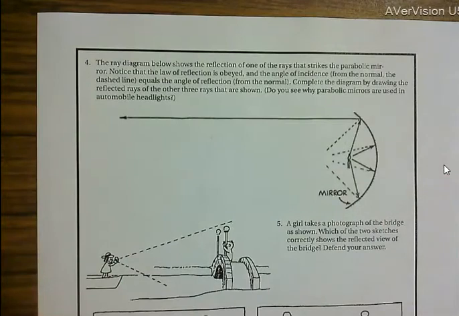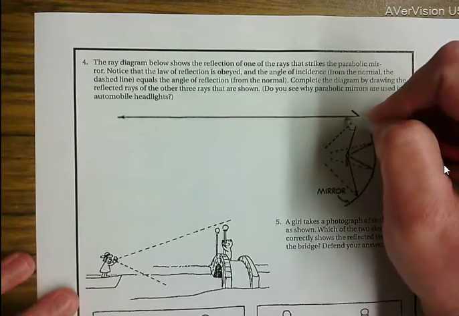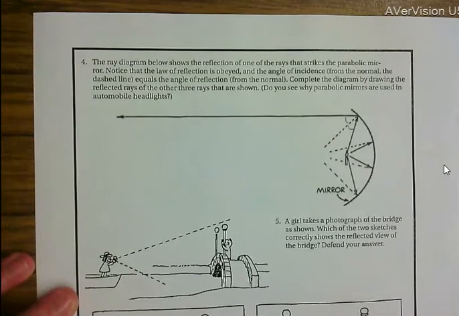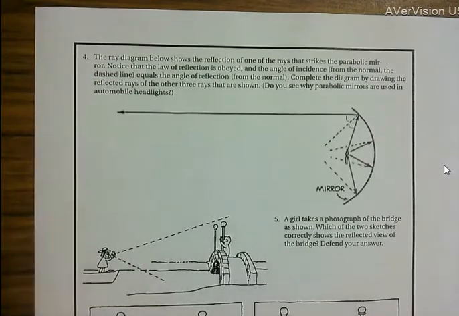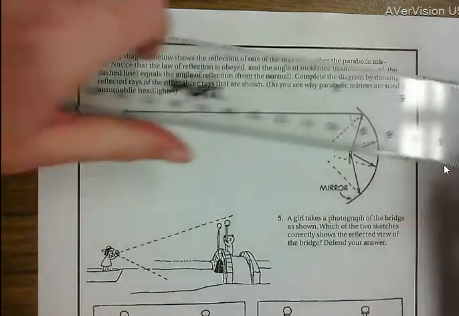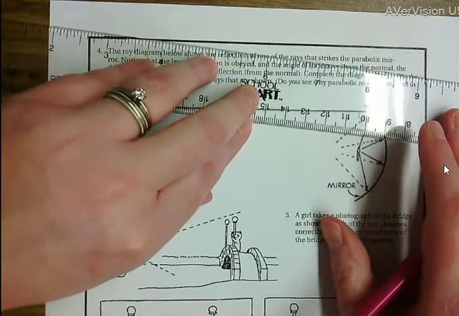So number 4, the ray diagram below shows the reflection of one of the rays that strikes the parabolic mirror. Notice that the law of reflection is obeyed and the angle of incidence from the normal, the dashed line, equals the angle of reflection from the normal. So what it's saying here is this angle here and this angle here are the same. Complete the diagram by drawing the reflected rays of the other 3 rays that are shown. So here's my normal, here's my angle. I need about the same angle, which is a fairly small one.